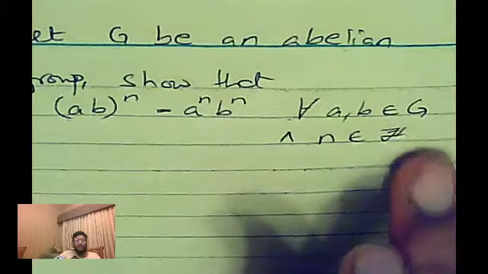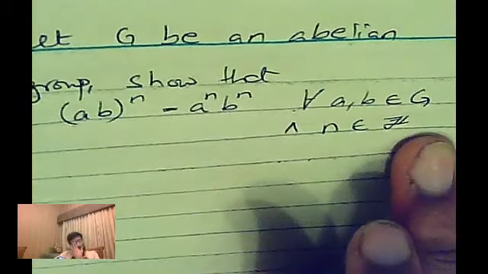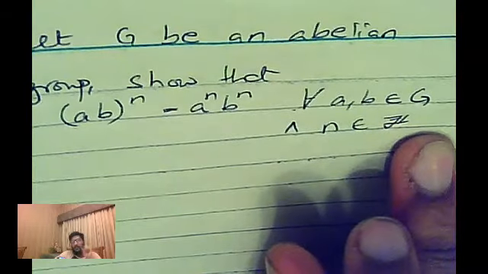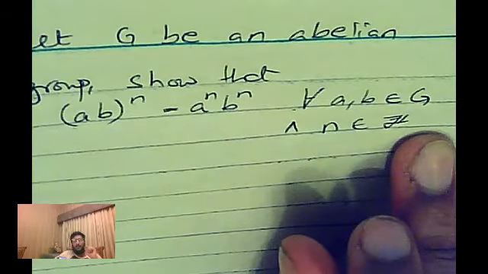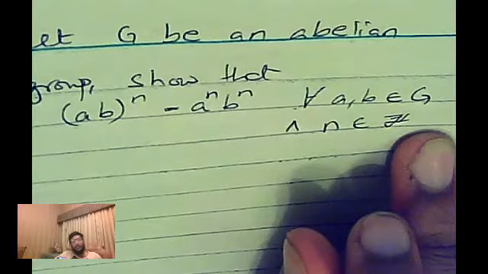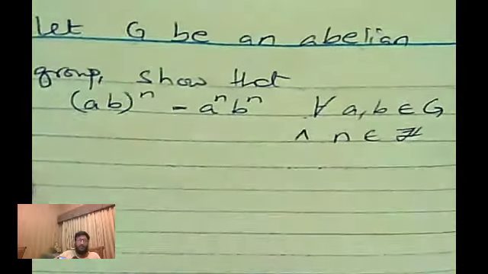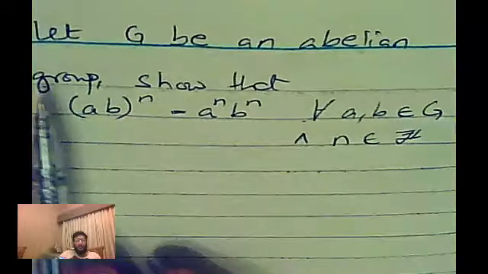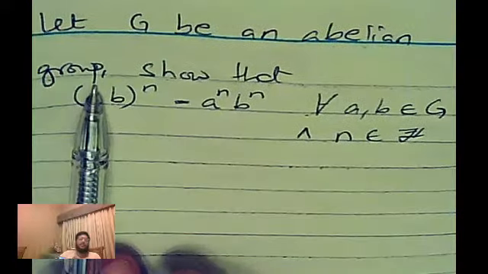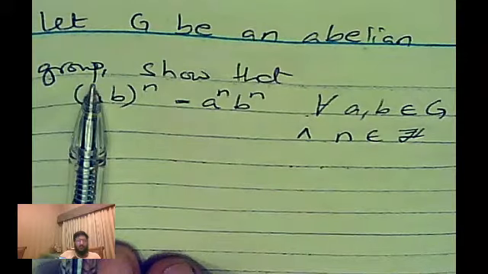Now, integers are not fractions, not decimals, not irrational numbers. They could be positive, they could be negative, and they could also be zero. Now this is a group. G is a group. This has been defined to us.